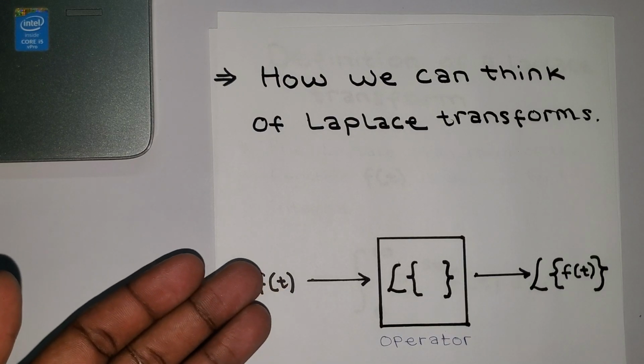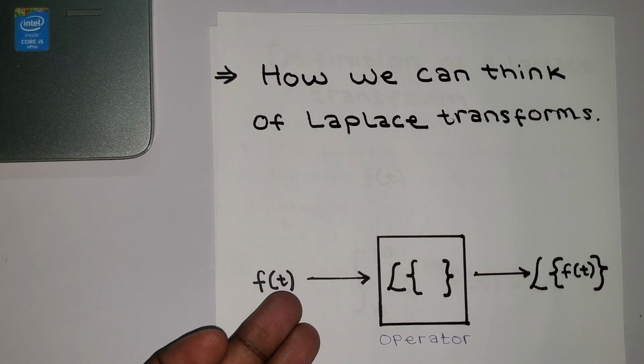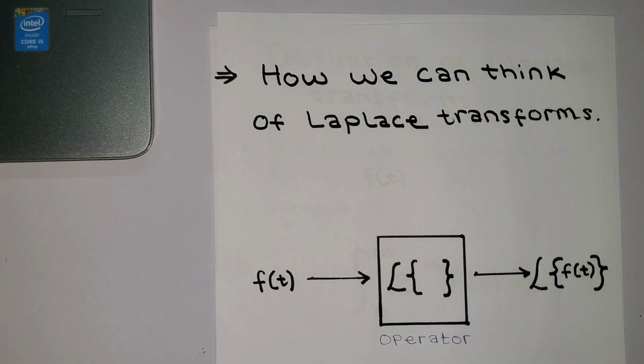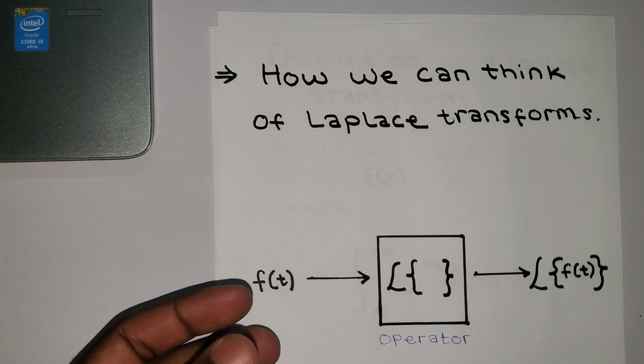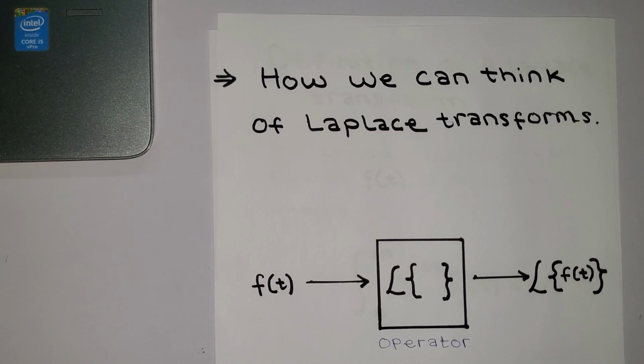So a Laplace transform is basically like a machine that takes in a function as an input. Remember, the difference between a function and a Laplace transform is that a function takes in a variable. For example, the function f of t takes in a variable t, but a Laplace transform takes in a function as its input and operates on that function to give out another function which is in a desired form. So a Laplace transform is just an operator in a nutshell.